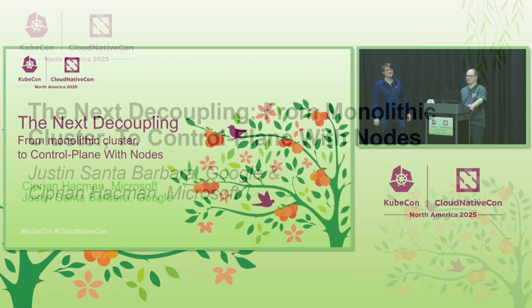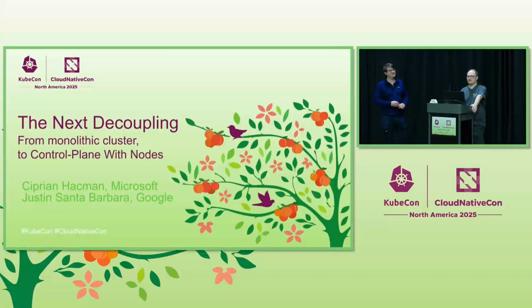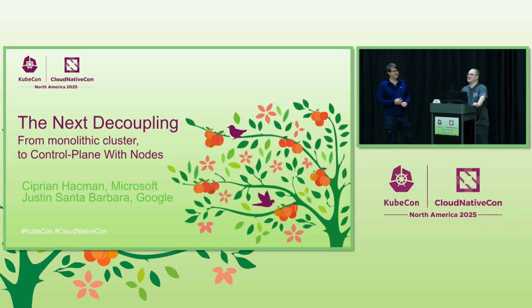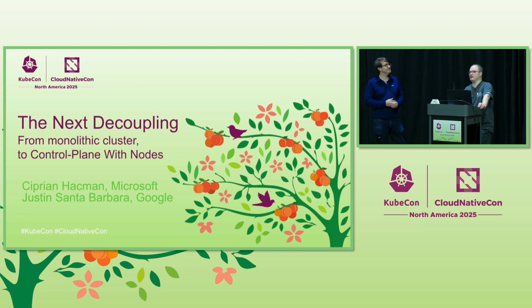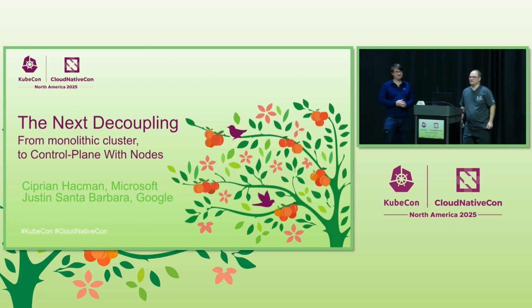My name is Ciprian Hacman. I'm a senior software engineer at Microsoft, working on Kubernetes, not AKS. And I'm dealing with scalability, platform engineering, and other interesting stuff. And in my spare time, I'm contributing to kOps in particular, but generally to many projects in the Kubernetes ecosystem, especially cluster lifecycle related.